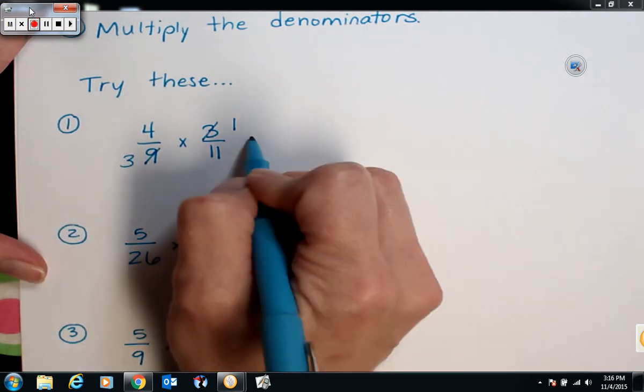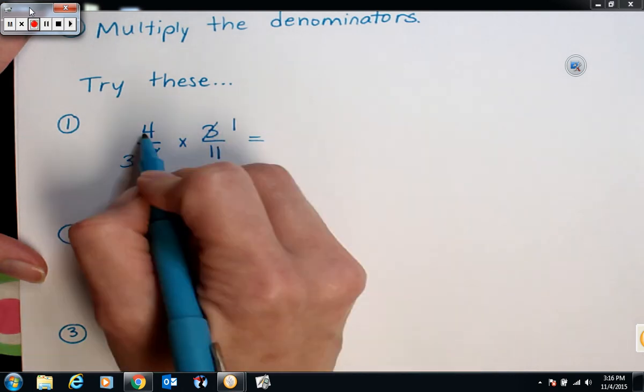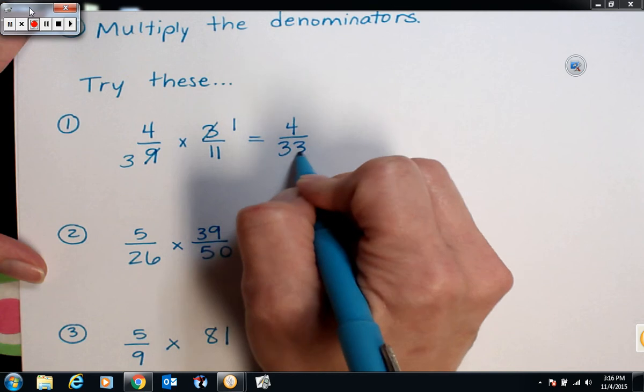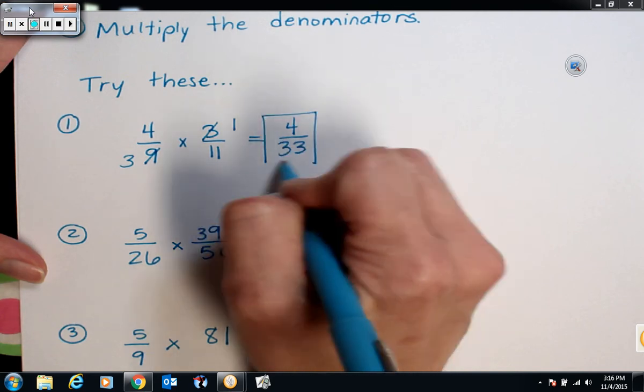Now I'm going to multiply my new numbers straight across. 4 times 1 is 4, and 3 times 11 is 33. So then 4/9 times 3/11 is 4/33.